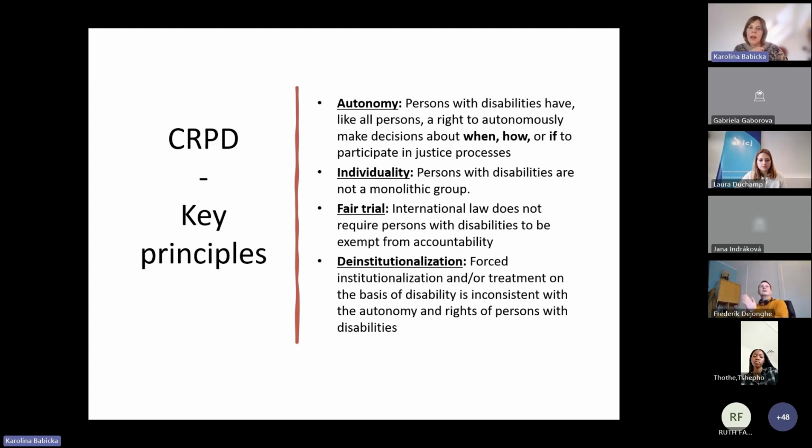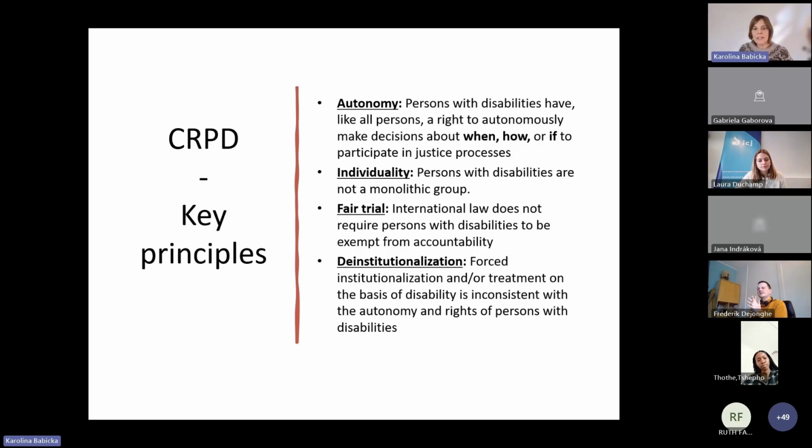To present the benchbook, I will first give a short overview of the international human rights framework, and I'll mainly focus on procedural accommodations as described and recommended by the benchbook for the justice actors. Here are some of the key principles for access to justice for persons with disabilities.